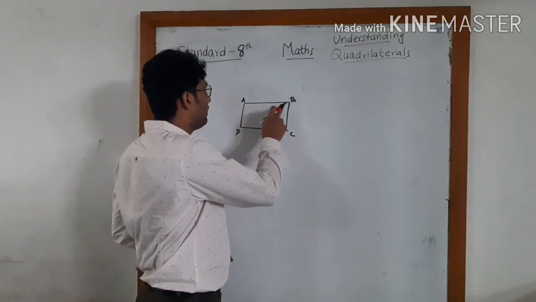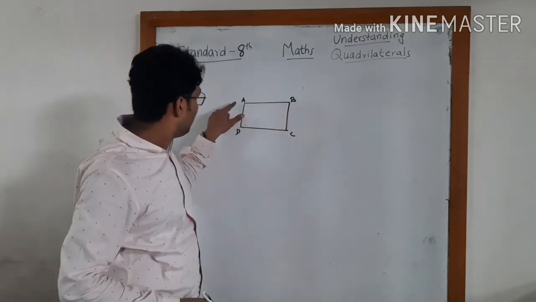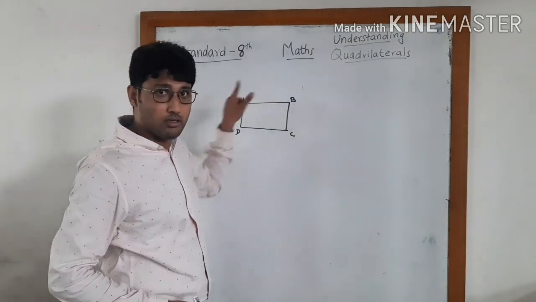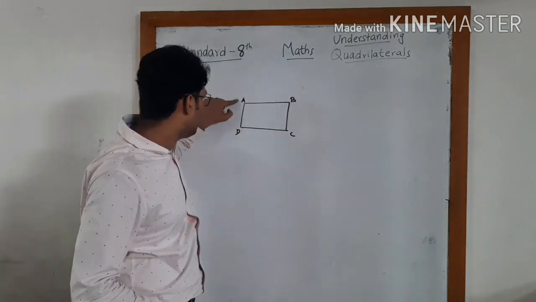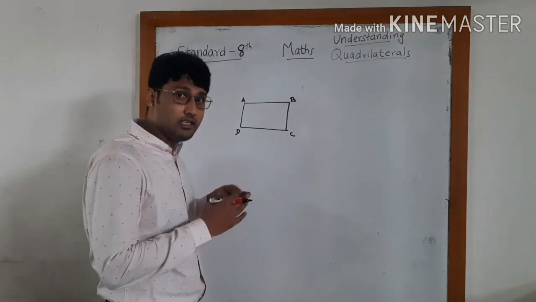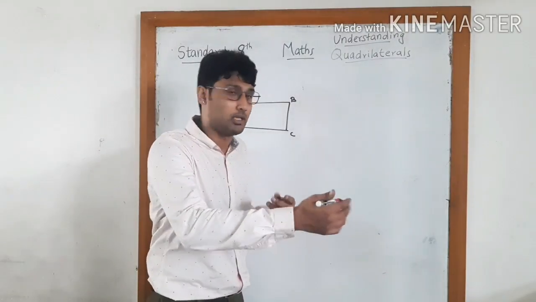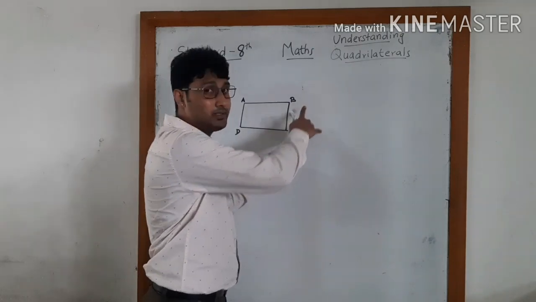And if you see, B and A are adjacent vertices. A and B are next to each other. They are called adjacent vertices. A and D also are next to each other. Adjacent vertices. Adjacent is something which is just next to something. C and D, adjacent vertices. B and C, adjacent vertices.